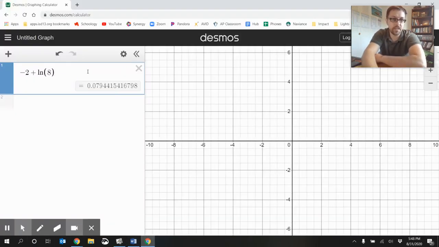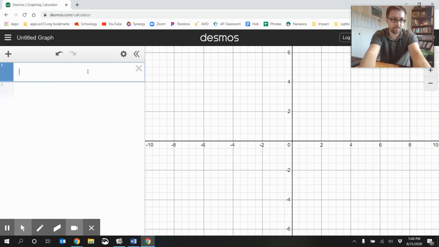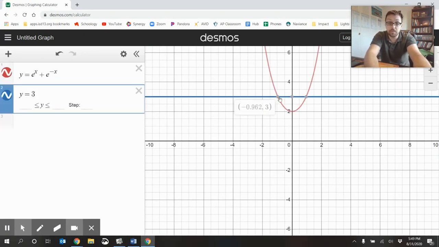So I'm going to go into Desmos, and I'm going to type this thing in, so we can see our two spots. We just care about where it equals 3. So my two answers should be -0.962 and +0.962. So I should get positive and -0.962.